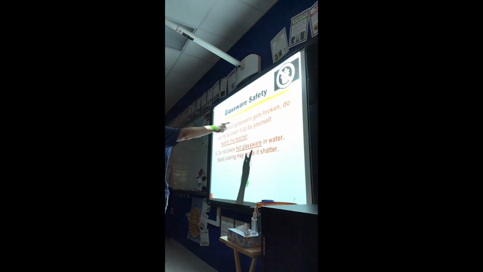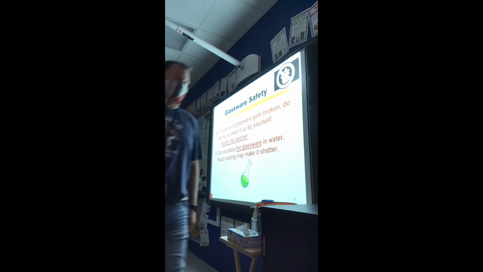If a piece of glassware gets broken, do not try to clean it up by yourself. Let the teacher know. We've already said that. Do not place hot glassware in water. Rapid cooling may make it shatter. I already know that. Don't put cold things in hot glassware. I've done that before and it didn't turn out good. It cracked.